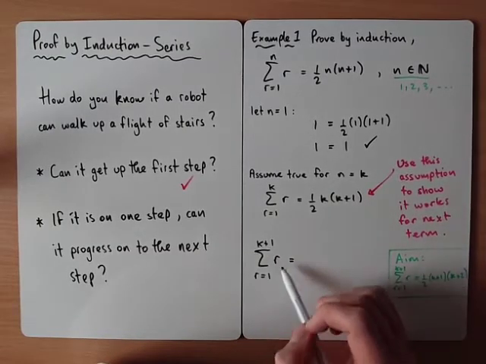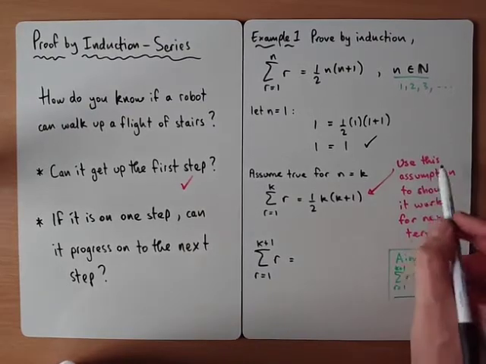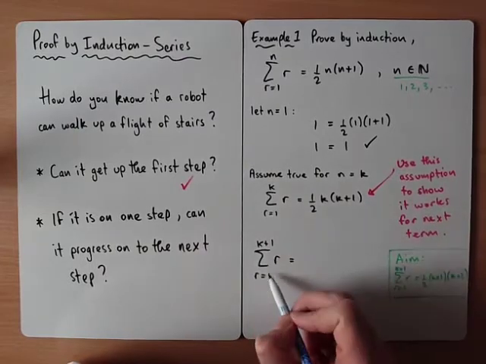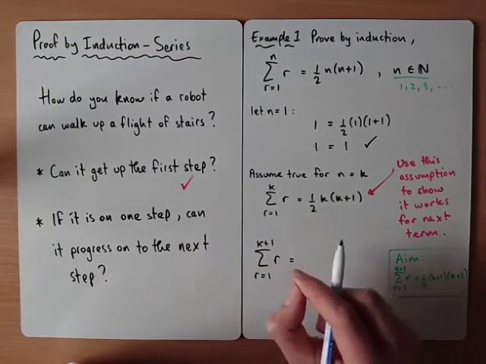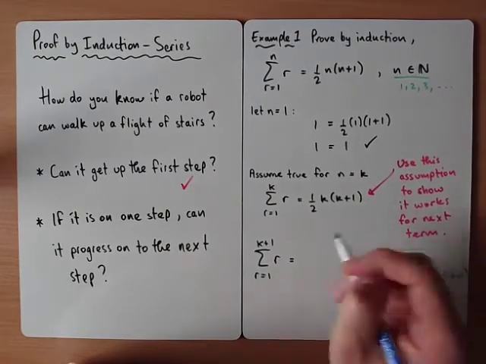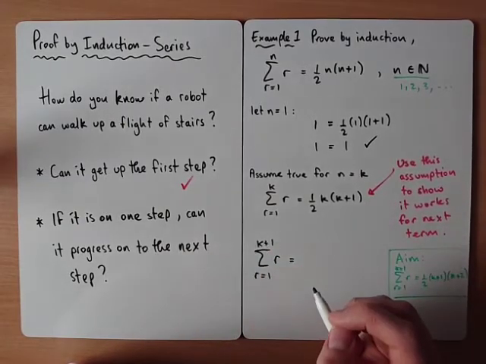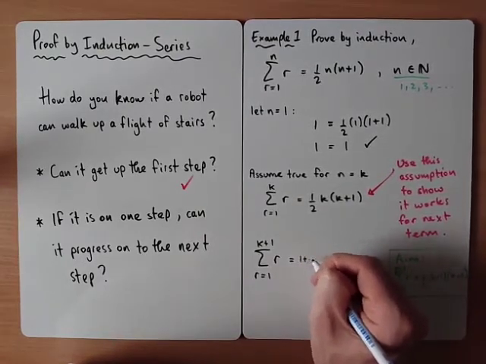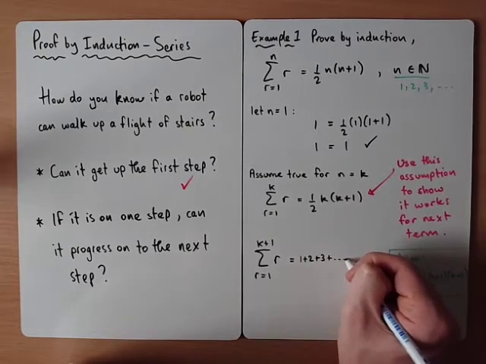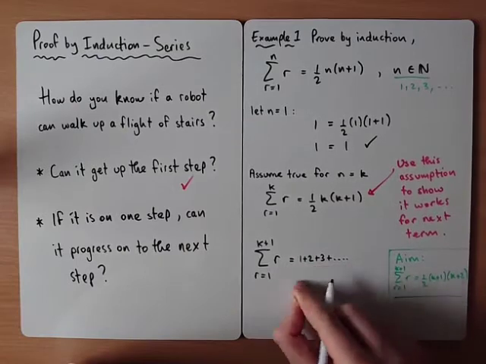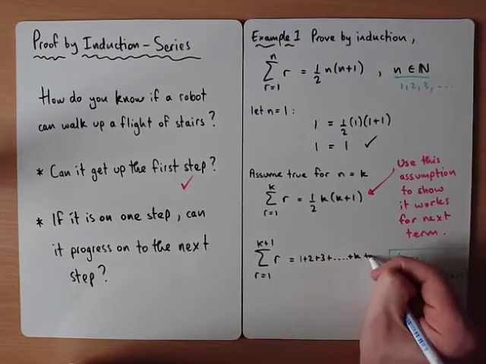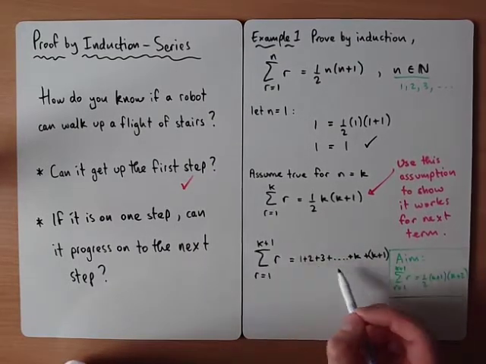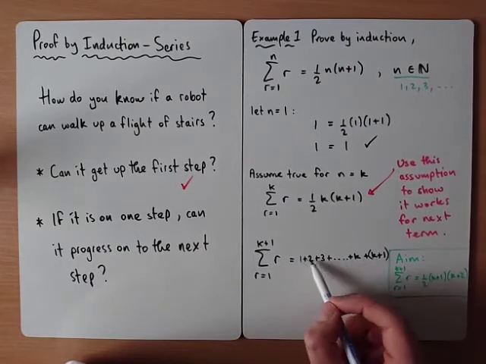If we're being asked about the sum of k plus 1 terms, remember we want to use this result here that we're assuming to be true. We need to use this result. So the sum of k plus 1 terms, think about what that represents. The first term plus the second term plus the third term, all the way up to the k plus 1 term. So that would be 1 plus 2 plus 3, all the way up to plus k plus 1. This sum of k plus 1 terms is the sum of all the numbers from 1 to k plus 1.